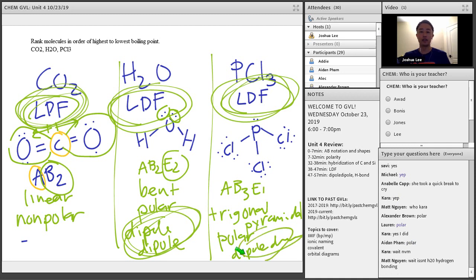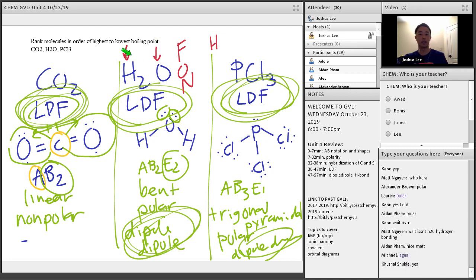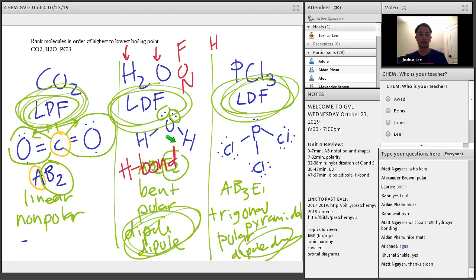So then, good. We also have to check the highest bond, which is hydrogen bonding. That's the one where we're checking to see if it's F, O, or N with a hydrogen. Well, what do you know? We have an O and an H. So this one also has hydrogen bonding. So that's how you would explain it.